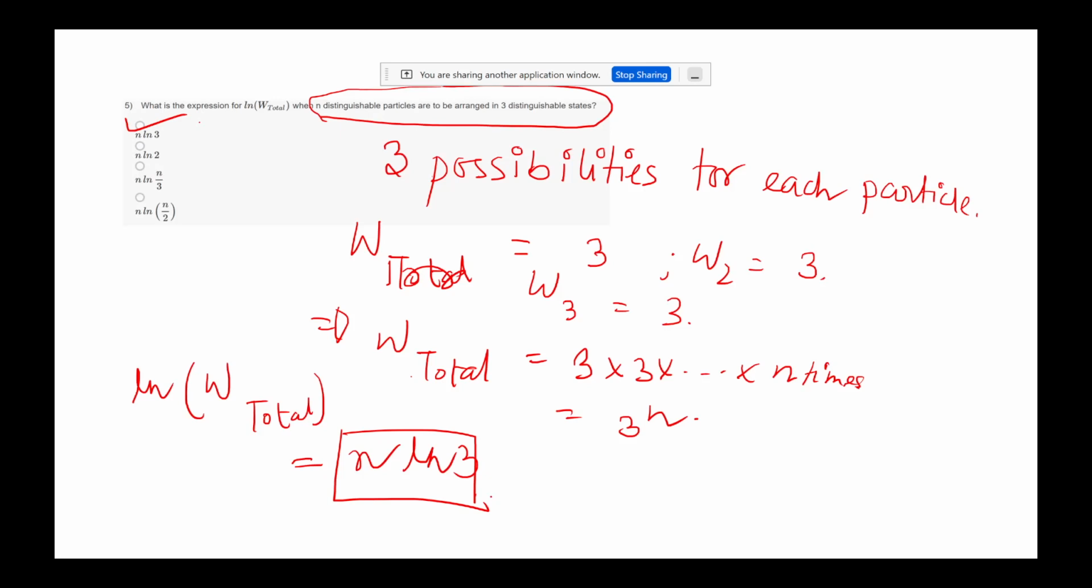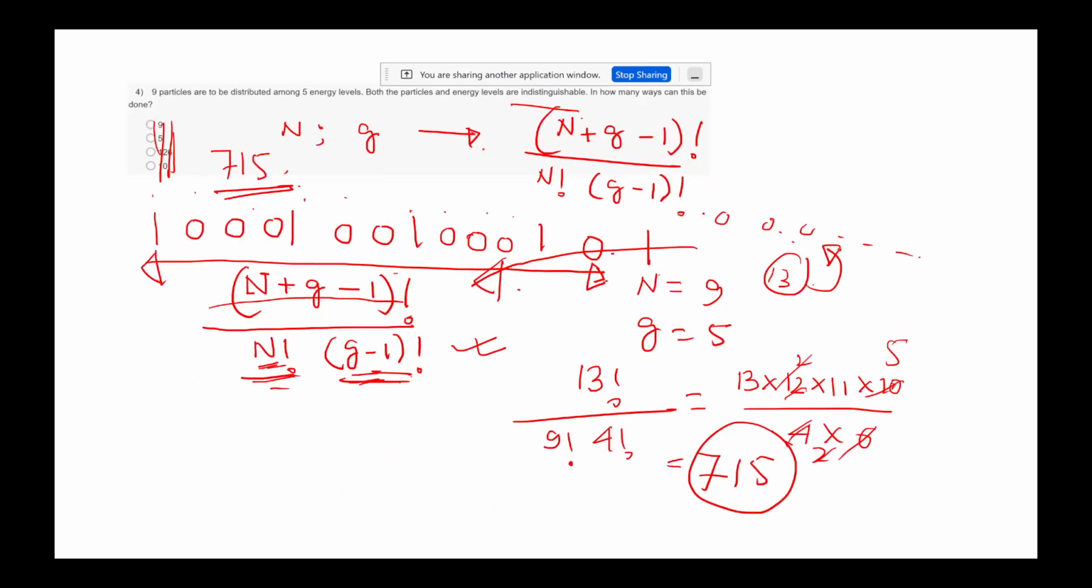In the previous question, where we applied the formula, if the particles were distinguishable, it would have been 5 to the power 9. Distinguishable and no restriction means any particle can be anywhere. Exactly, right?